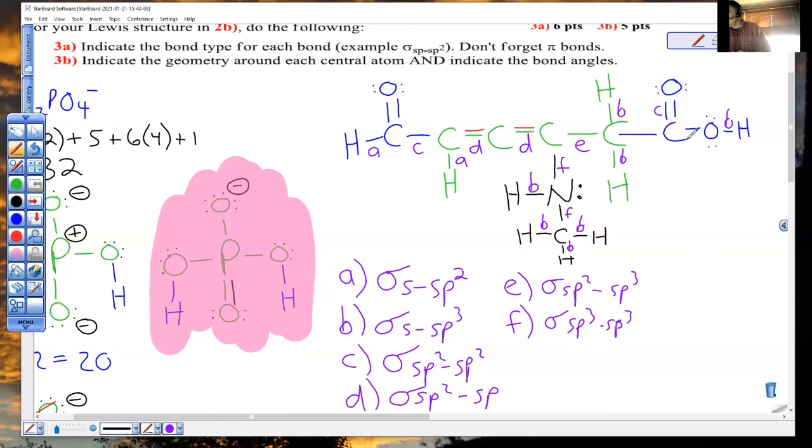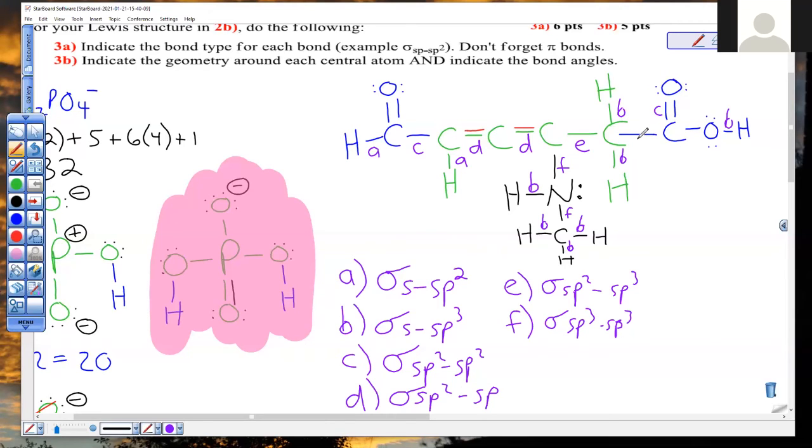And I didn't label it, but I already have a letter for it. Which letter is this one? Take a stab at it. Anybody? Don't be shy. Which label that I already have on this down here goes right here for this sigma bond? And I'm going to use the same label here.